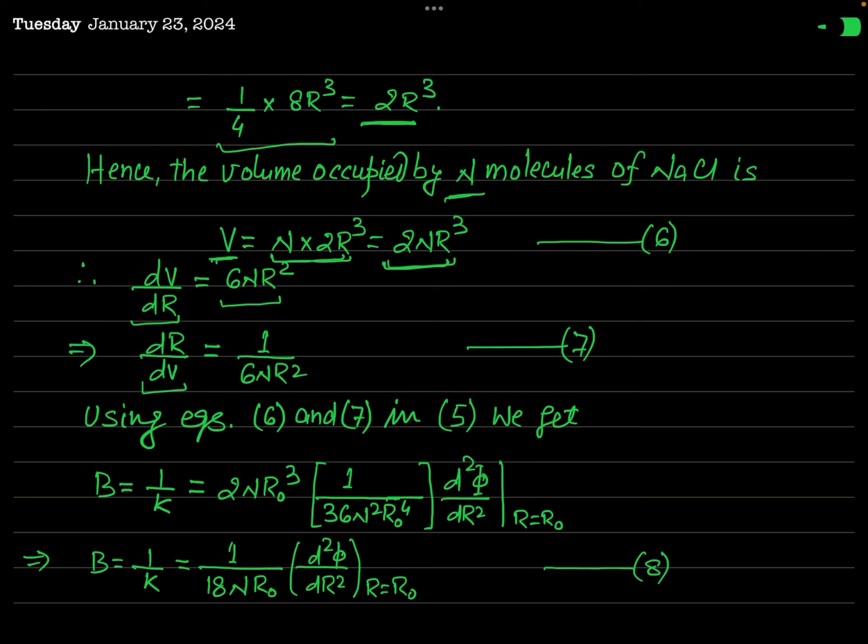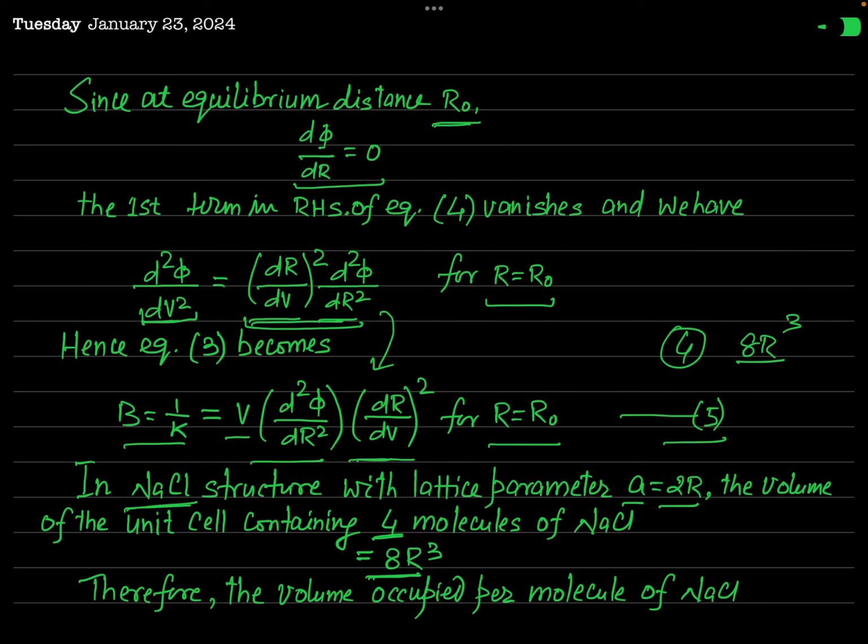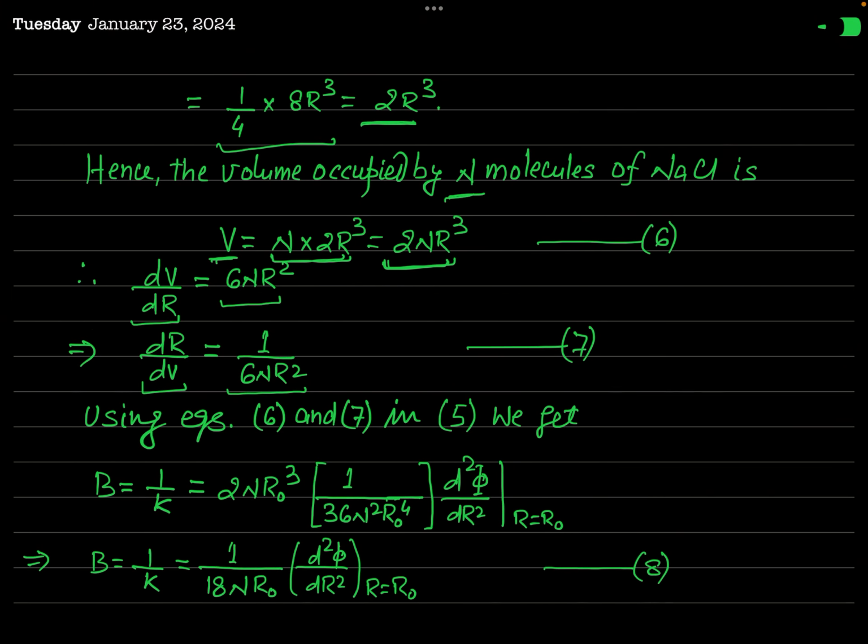This will be the reciprocal of this. This dr by dV is equal to 1 over 6n R square. Okay? 1 over 6n R square. Now, let us substitute this value of dr by dV in equation number 5 when equilibrium is established. And also we will put the value of V, which is actually equal to 2n R cube. But in equilibrium you know R is equal to R naught, so where there will be R, you have to put R naught.